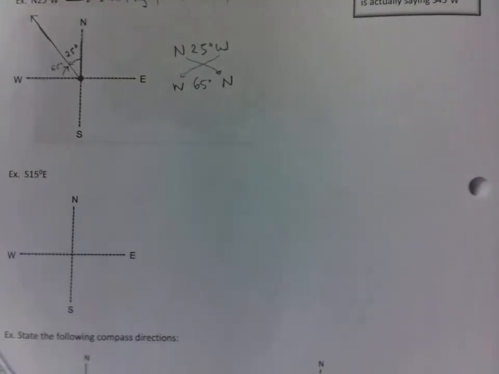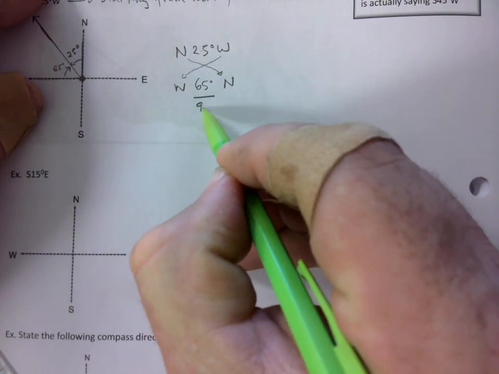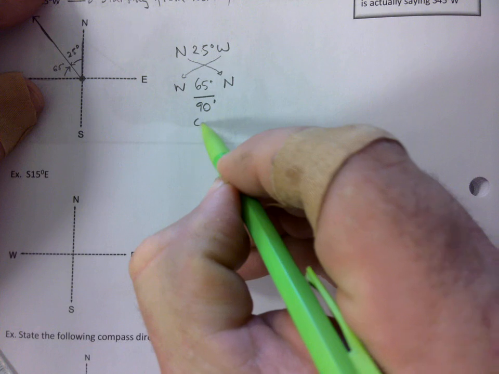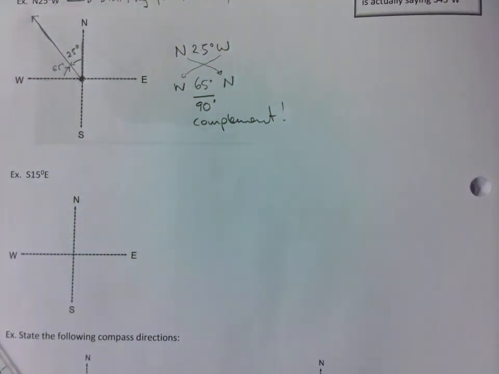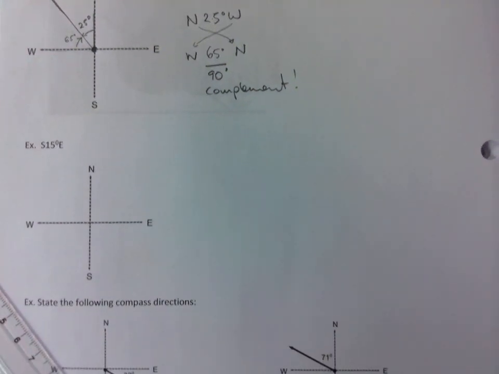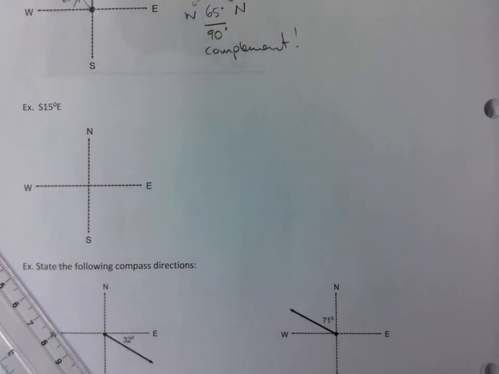Let's keep going. I will just say these add up to 90, right? They're complement. All right. It doesn't happen very often, honestly. I just need you to know that you could do that.